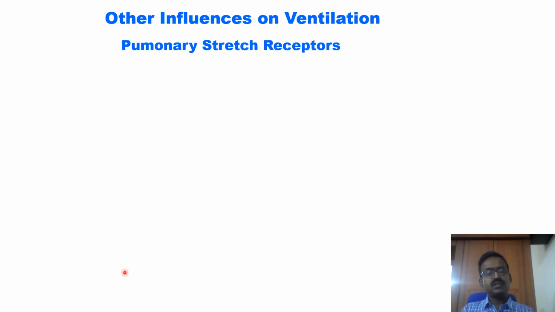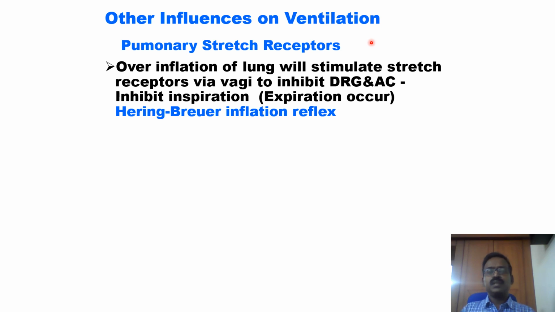Other influences on respiration. Pulmonary stretch receptors. Overinflation of the lung will stimulate the stretch receptors. They send impulses through the vagus to the dorsal respiratory group of neurons and the apneustic center. This inhibits inspiration and produces expiration. It is called the Hering-Breuer inflation reflex. Overinflation is prevented as the stimulated stretch receptors send impulses to the dorsal respiratory group of neurons and the apneustic center.